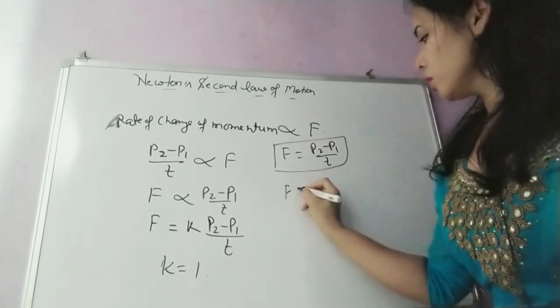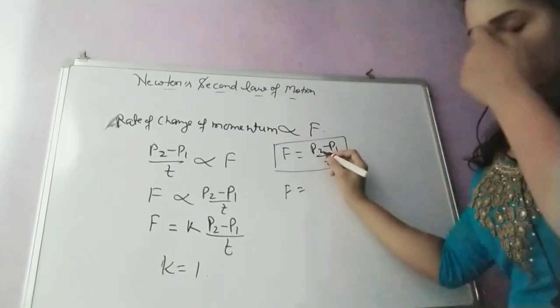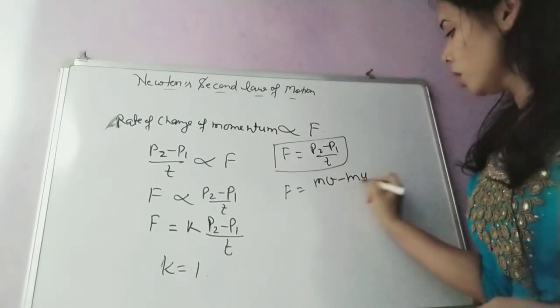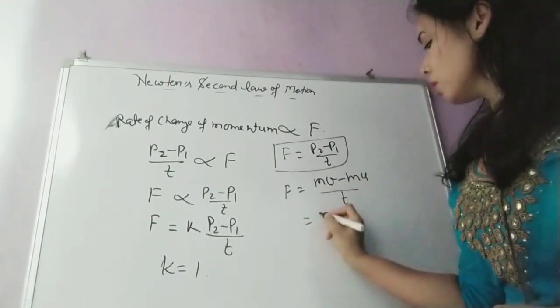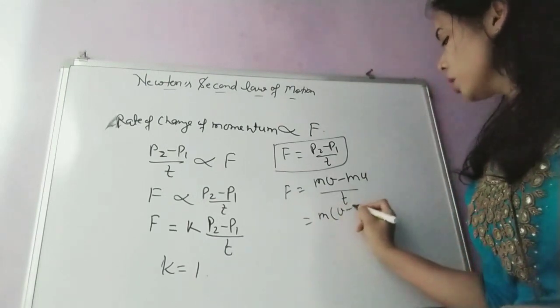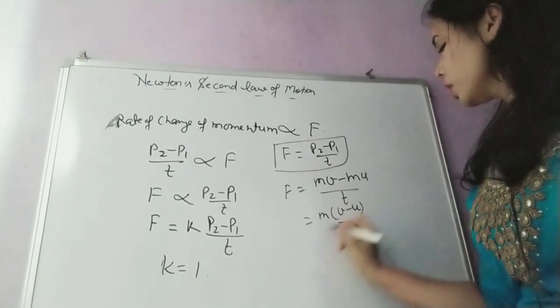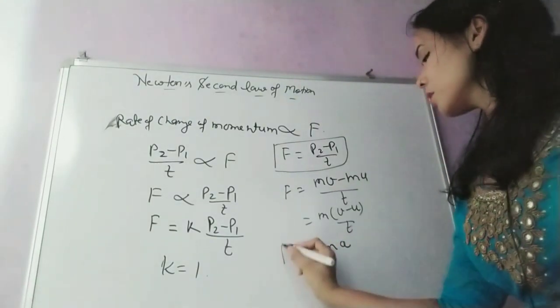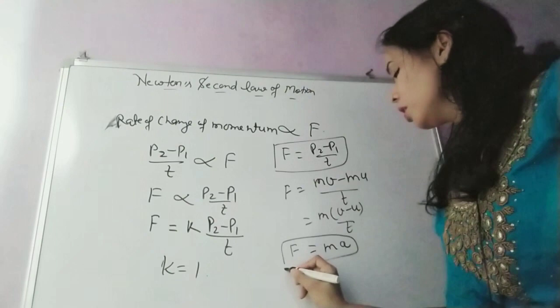Now F equals to, we know P2 is final momentum, so it is mv minus mu upon T, that is equal to m common, (v minus u) upon T. So that is what? Acceleration. So force equals mass times acceleration. Up to here we have derived in the last video.